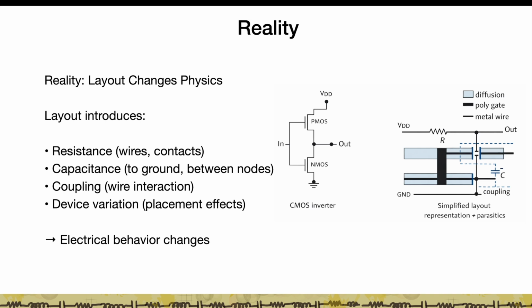When we move from schematic to layout, we enter the physical world. Every wire has resistance, every node has capacitance to the substrate and to nearby structures. Wires interact through electric fields. This is coupling. Devices are no longer identical. Their behavior depends on placement. So, layout is not just geometry, it changes the circuit itself.